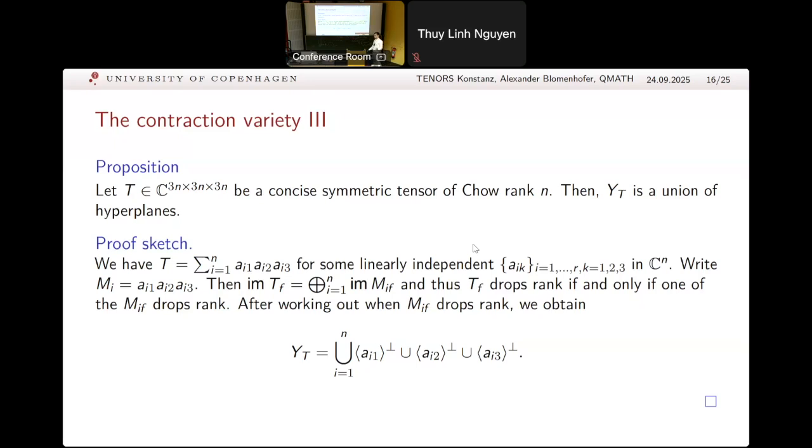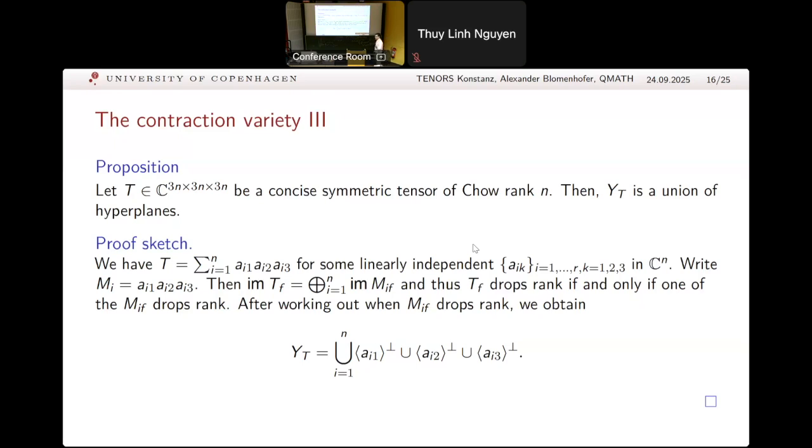And what does this direct sum condition mean? Well, when we have an F which makes the rank of TF drop, that's actually only possible if the rank of one of the MIFs drops. Okay, because of the direct sum condition. And that's a nice thing, because this means that basically the contraction variety only cares about what happens on the rank 1 components. So it's certainly a union over i equal 1 to n of the contraction varieties of the MIFs. So we only are left to understand what the contraction varieties of the MIFs are.